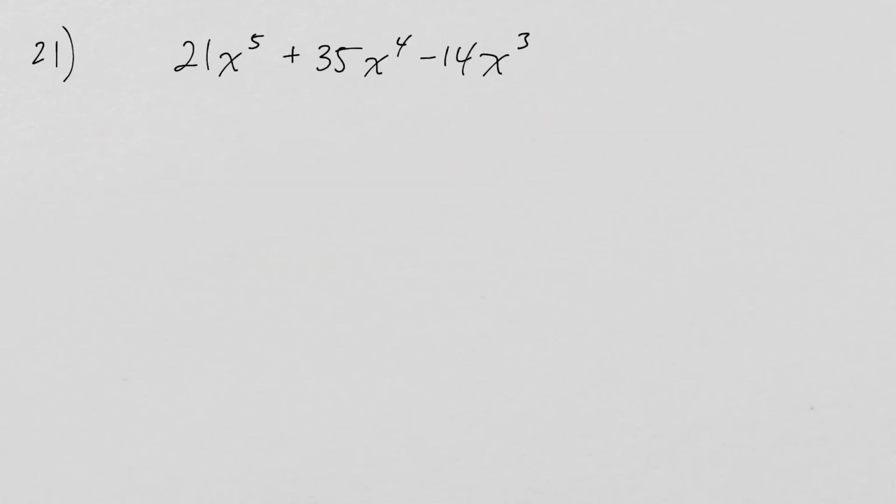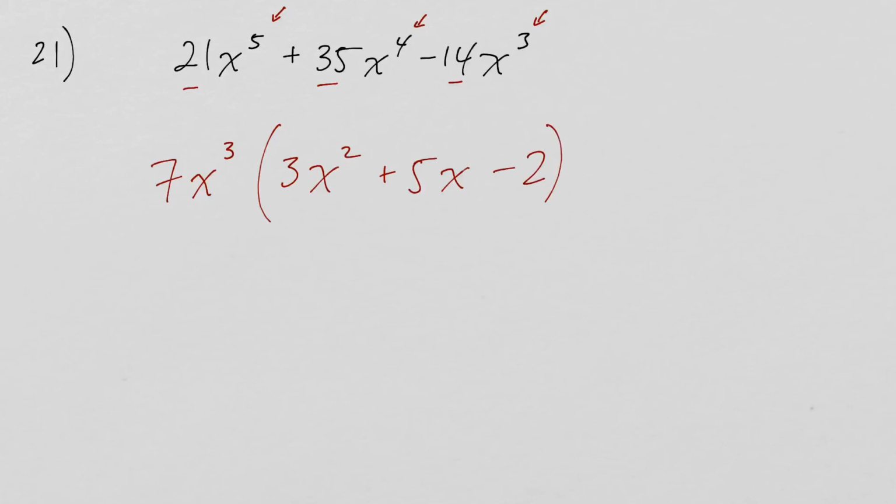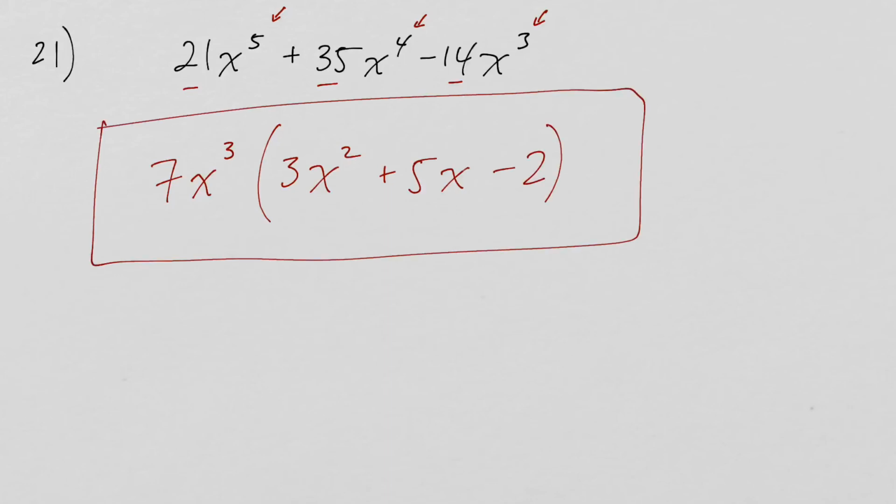Okay, it looks like 7 is the largest number that can go into all three of those. So I'll pull out a 7. And then I'm going to pull out an x cubed, because that's the smallest exponent of the x's. That leaves behind a 3x squared for the first term, a positive 5x for the second term, and a minus 2 for the third term. And that's all you can do.